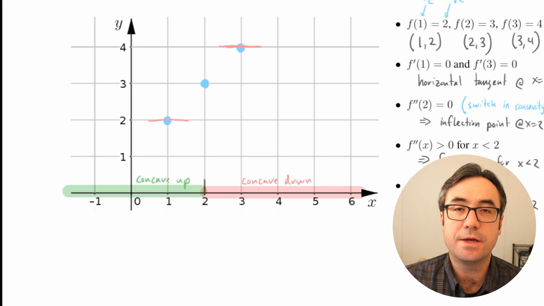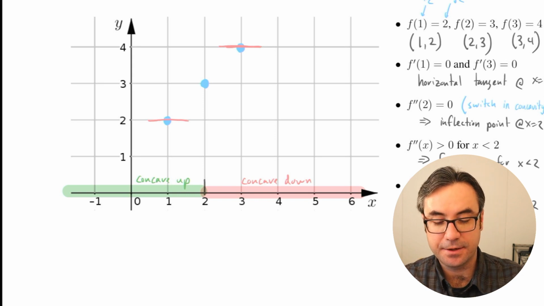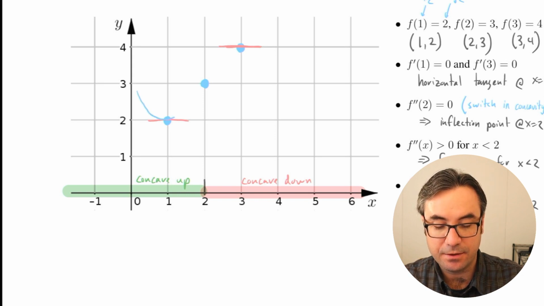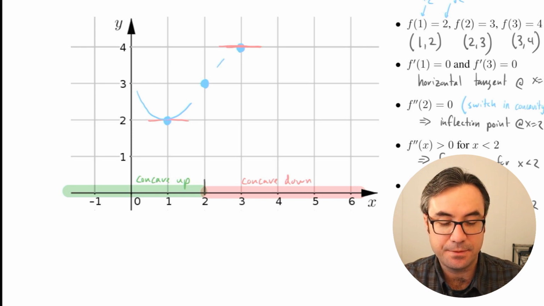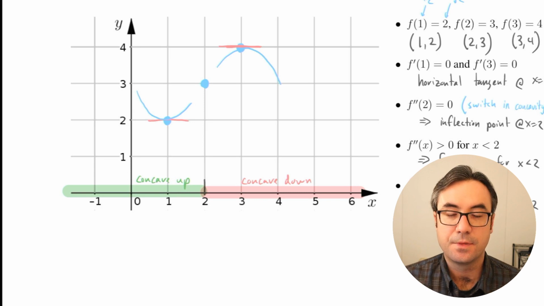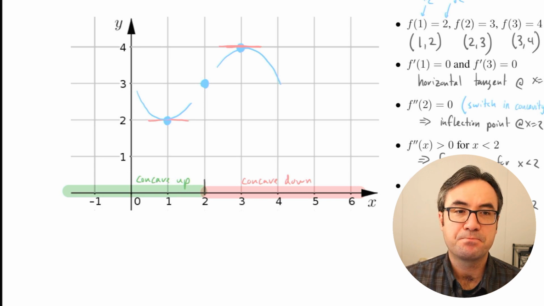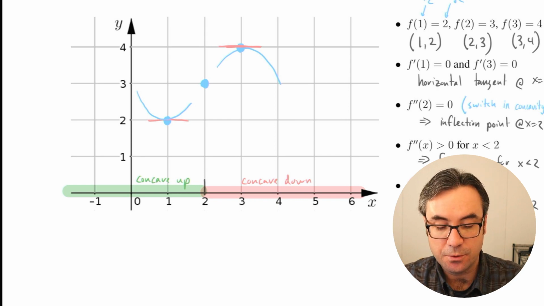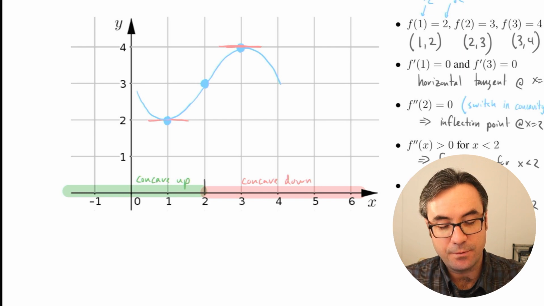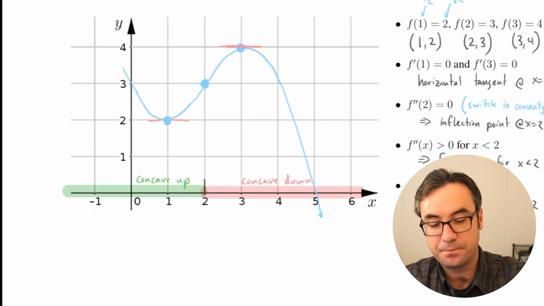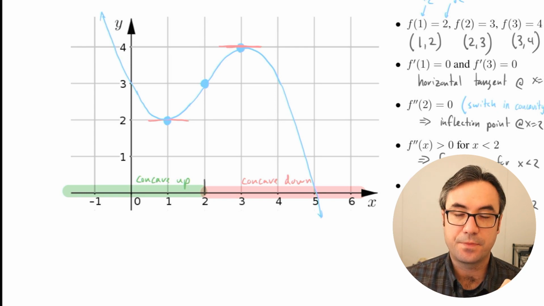And so let's draw in what the concave up shape looks like. So we're going to have something that looks like this. And then let's draw in the concave down shape. We're going to have something like this. And then let's just kind of finish it off. So we're going to have an inflection point right there at x equals 2. And then we can just kind of keep the graph going here in either direction. And here we have a sketch of a graph.